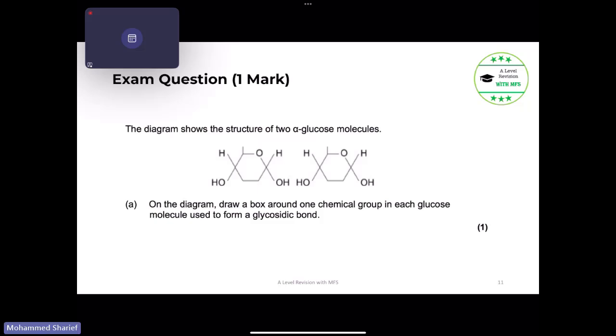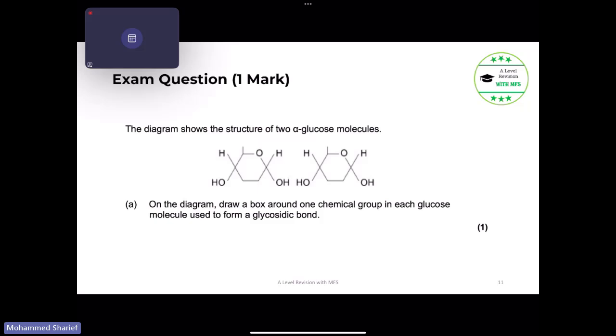Okay, so moving on to our first exam question. The diagram shows the structure of two alpha glucose molecules. As you can see, H is at the top, and because alpha has an H in it, that means we've got two alpha glucose molecules there, just checking. On the diagram, draw a box around one chemical group in each glucose molecule used to form a glycosidic bond.